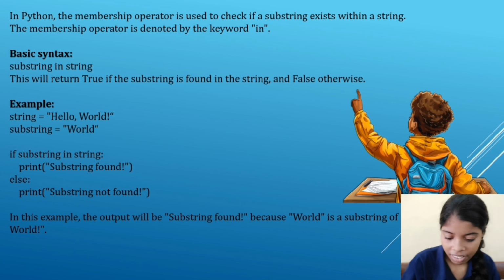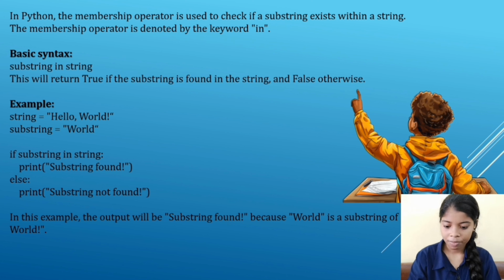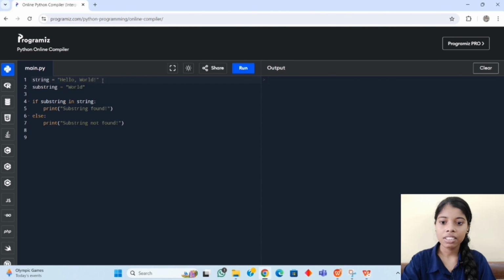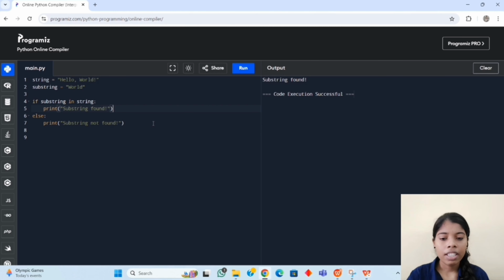Let's see the example. I have stored hello world in the variable name as string and world in the variable name as substring. After that we have to give a condition to check if the substring exists in the string. After running it, in this example, the output will be substring found because world is the substring of hello world.